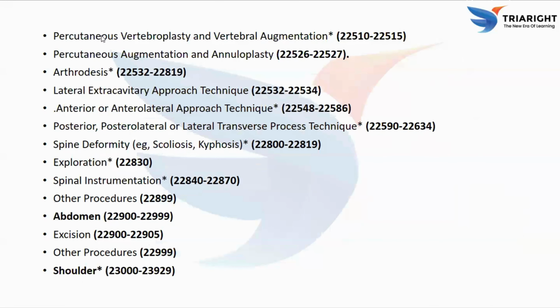Next, coming to percutaneous vertebroplasty and vertebral augmentation. The code ranges are 22,510 to 22,515. These are minimally invasive spine procedures. In these procedures, bone cement is injected into a collapsed vertebra. This is used mainly for osteoporotic compression fractures. For example, cement injection to stabilize a fractured vertebra. Percutaneous augmentation and annuloplasty, 22,526 to 22,527, strengthens the intervertebral disc. It is used for chronic disc pain.